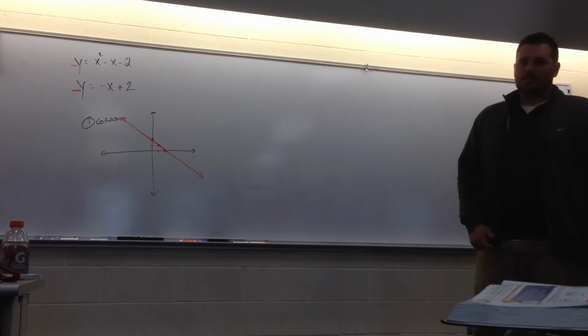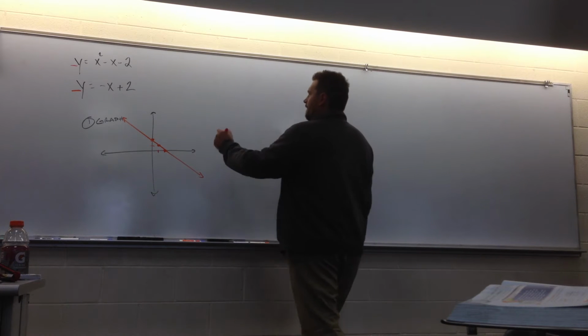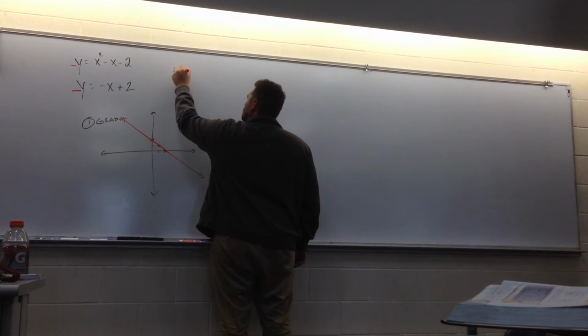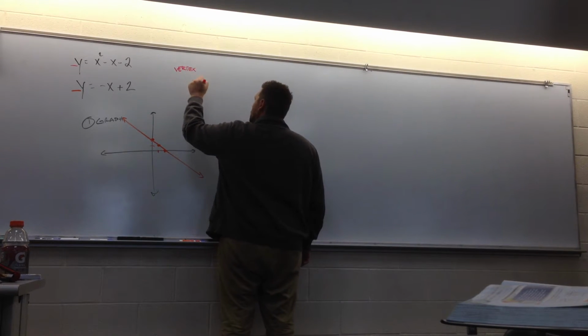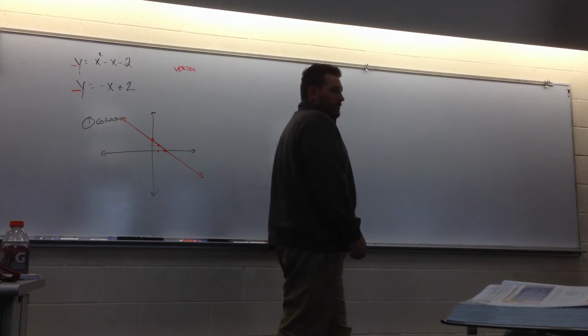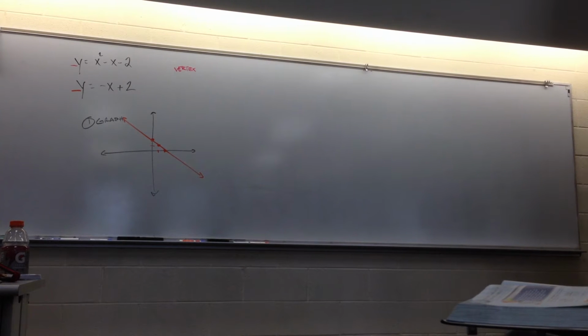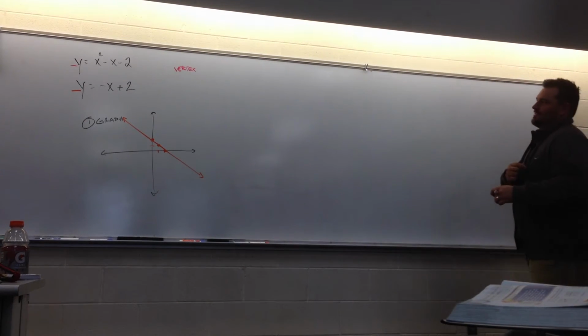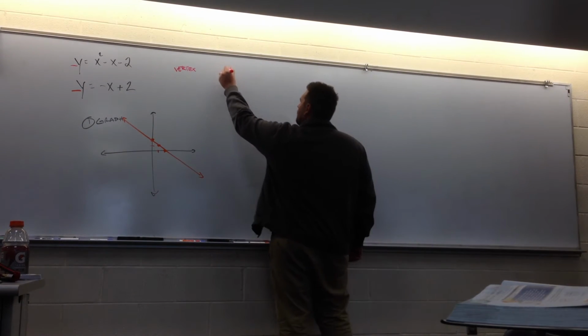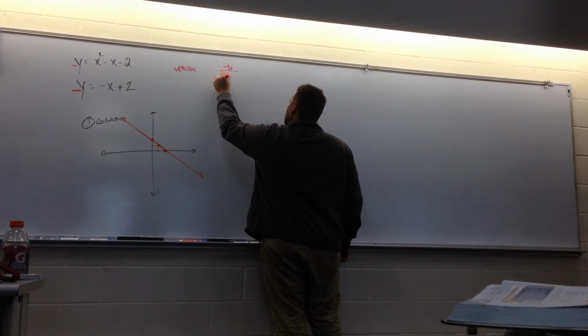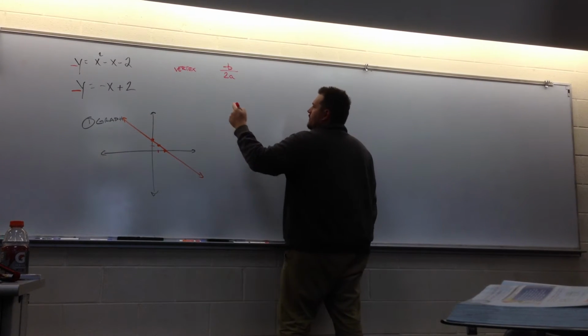How do we find the vertex of the parabola and the axis of symmetry? We remember that? That's like 3 days ago, right? How do we do that, Ryan? Negative b over 2a. Okay, so what's b?